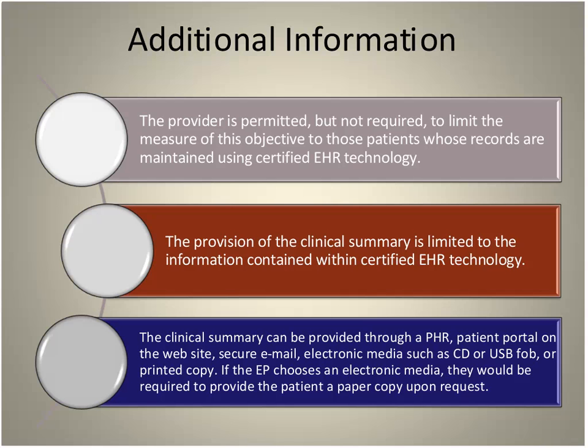A clinical summary can be provided through the personal health record, patient portal on the website, secure email, or some type of electronic media, such as CD or USB thumb drive, or a printed copy. If the provider chooses electronic media, they'd be required also to provide the patient a paper copy upon request.